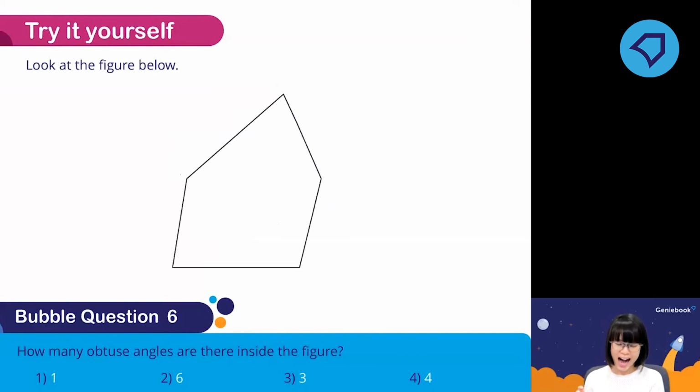Look at the figure below. How many obtuse angles are there inside the figure? Are you guys ready? You have 1 minute to identify. Options launching in 3, 2, 1. Just kidding, you still have more than 30 seconds to do so. So use your ruler to identify, put it at all the corners of the figure over here, and then identify how many obtuse angles are there inside the figure.